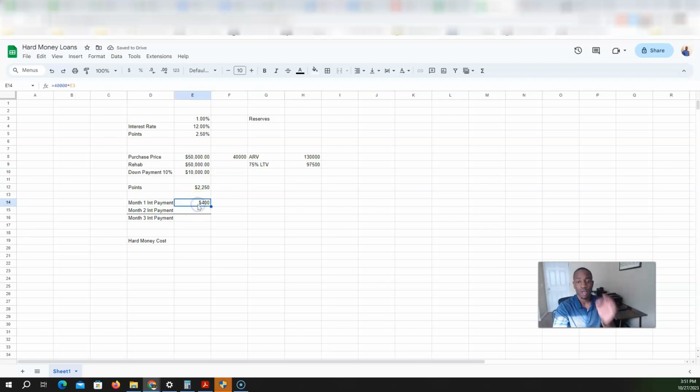Now these are interest only payments. So this doesn't go towards the principal amount. This doesn't go towards this $40,000 that you have, right? Does that make sense? Let me know down below.